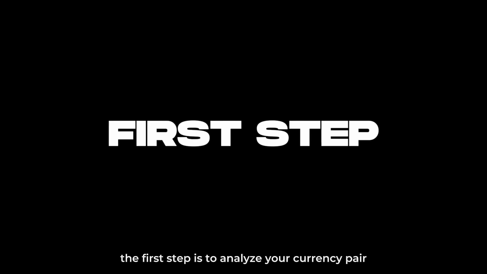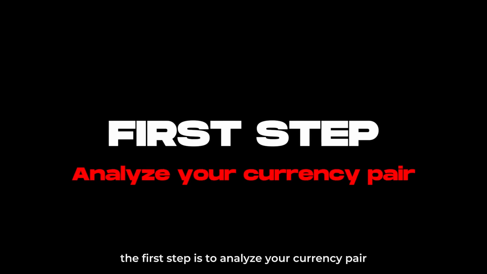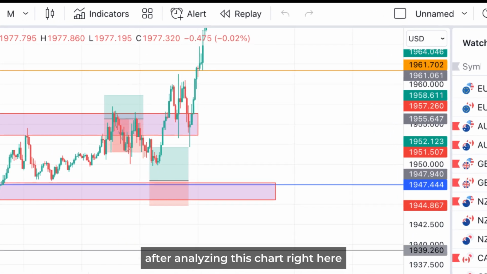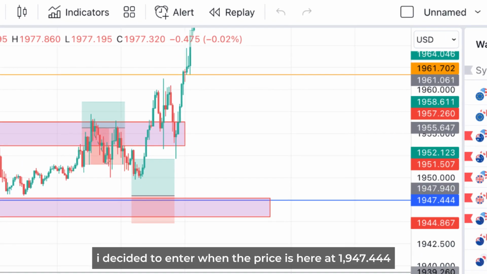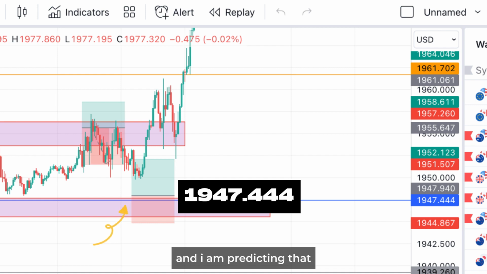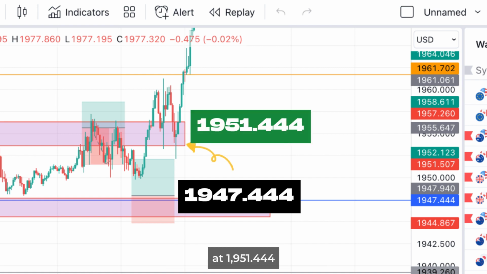The first step is to analyze your currency pair and determine where your entry, your take profit, and your stop losses will be. For example, after analyzing this chart right here, I decided to enter when the price is here at 1947.444, and I am predicting that the price will get to this level at 1951.444. Hence, I will be setting my take profit price to this price here.